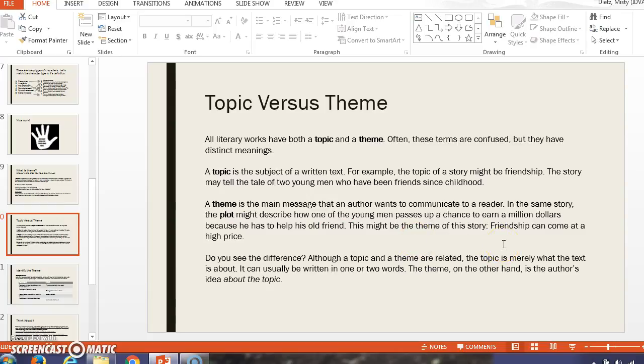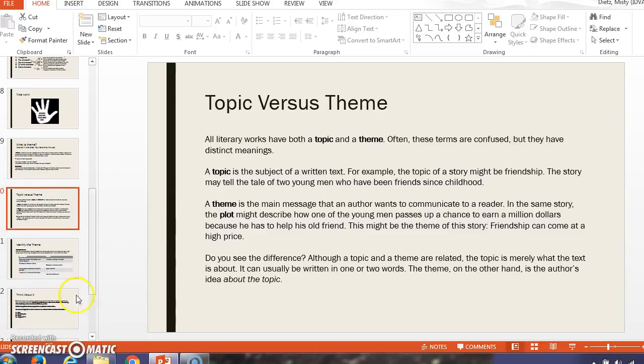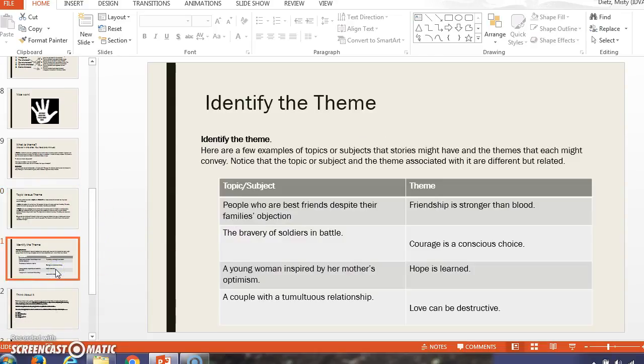So topic can be summed up in one sentence. Topic can be summed up in one word. Theme is summed up in one statement or sentence that explains what the narrator learned and what the reader should learn about the text. So there is a big difference between those two. And just to go in a little bit deeper, here are another few examples for you.